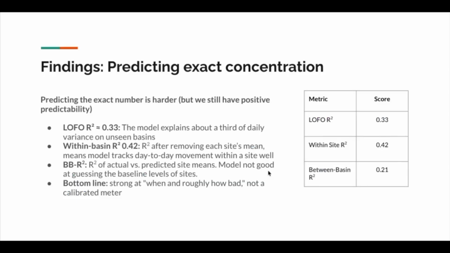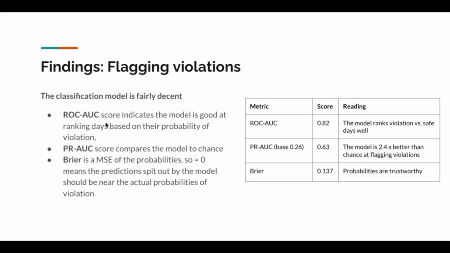Our regression results are modest, but we still have predictive power. Our model explains roughly 1/3 of nitrate variations. Flagging violations works much better, however. This score is the one we value the most. It tells us roughly how well our model balances true positives with false alarms, and our results are 2.4 times better than a random guess baseline. With proper tuning, we can do even better.